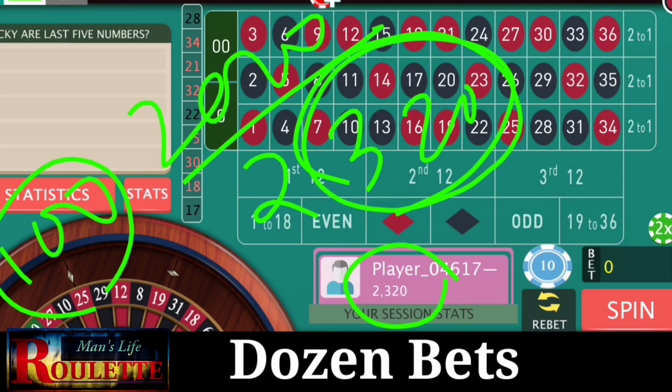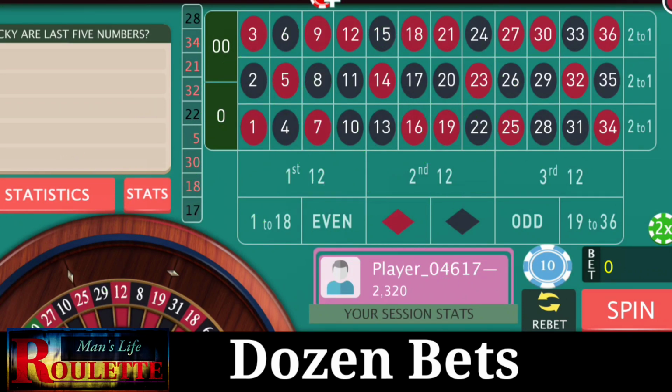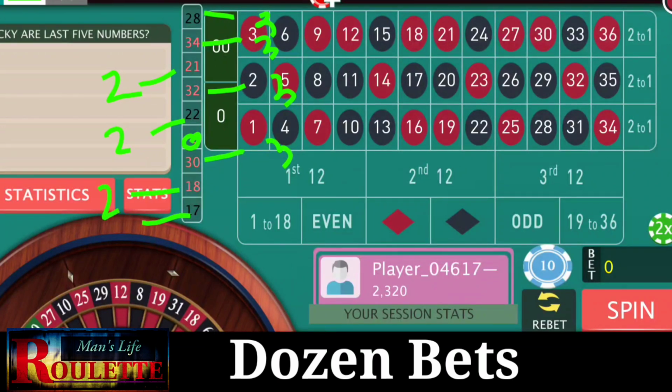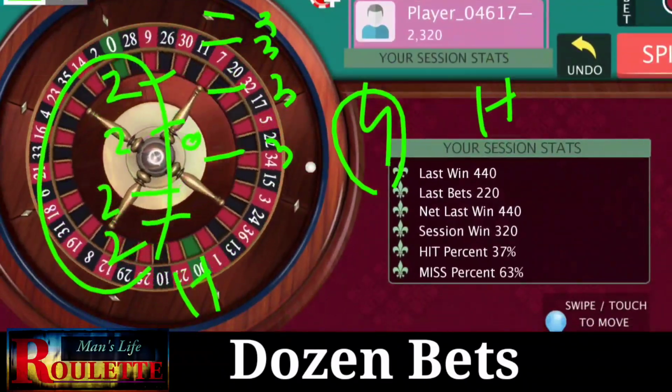So let's check the hottest dozen at this point of time. So 28, 34, these are from third dozen, 21, second dozen, 32, third dozen, 22, second dozen, 5, this is first dozen, this is third dozen, 18 and 17, both are from second dozen. So in this case, 4 are from one hot dozen and another 4 are from the other hot dozen. So both second and third dozen are in the same position of occurrence.